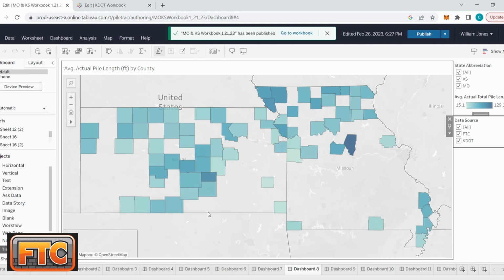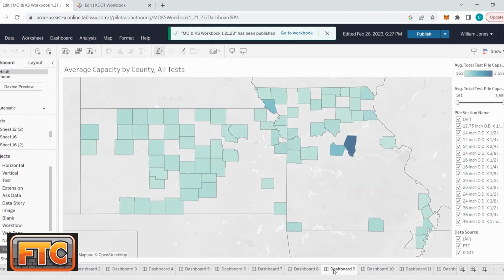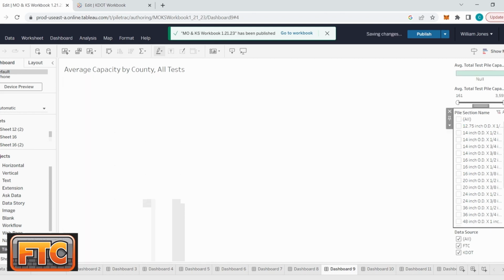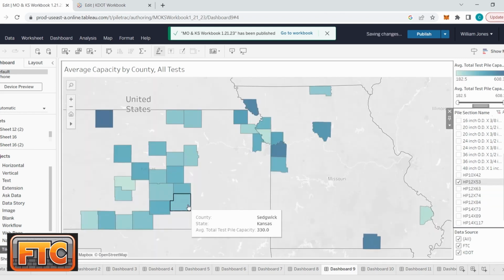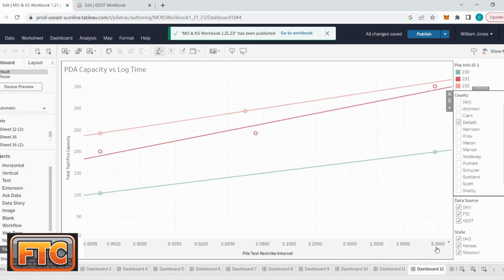So let's look at Sedgwick, 53 feet. Average capacity by county. Let's see what the average is for a 12 by 53 in Sedgwick County. 330 kips is the average total tested capacity for a 12 by 53. I'm really happy with this one right now.